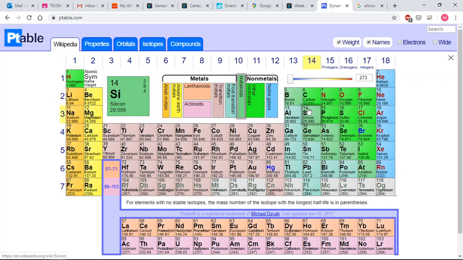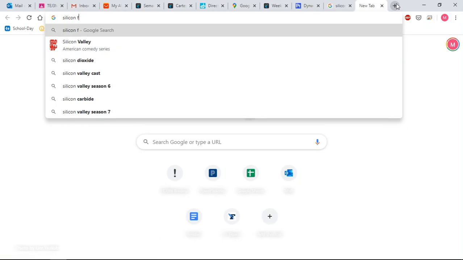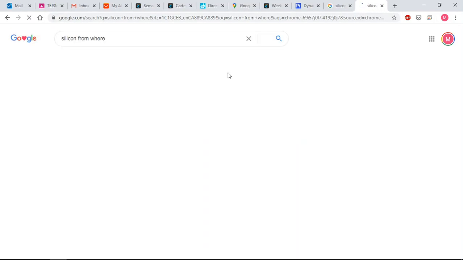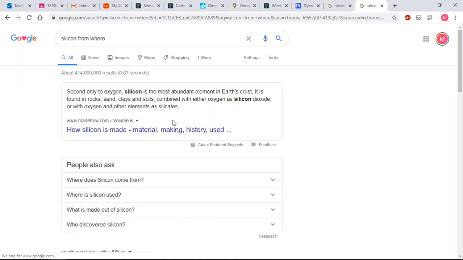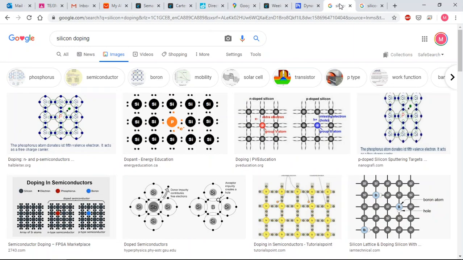Okay, so silicon. Silicon comes just from sand, from rocks, as it says here. Images, let's see what I can find. Okay, so this is what silicon looks like. It's super abundant. It's super cheap to get, and it turns out to be a really cool element in terms of what we can do with it.